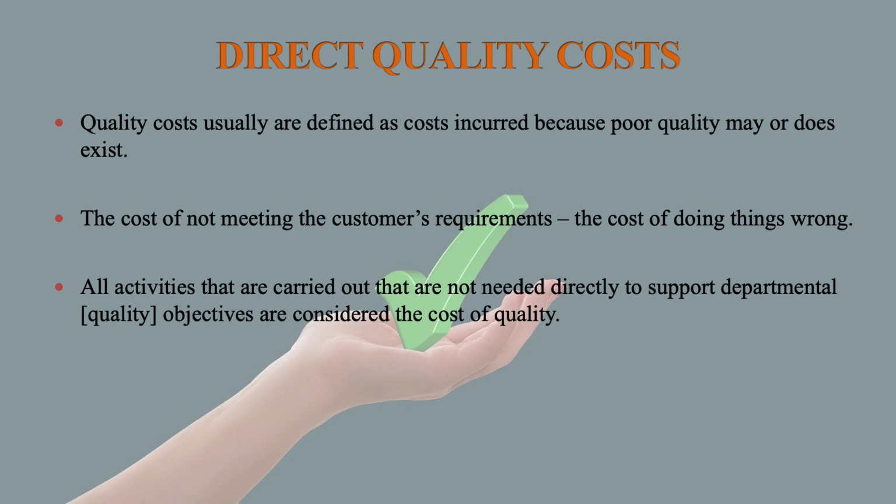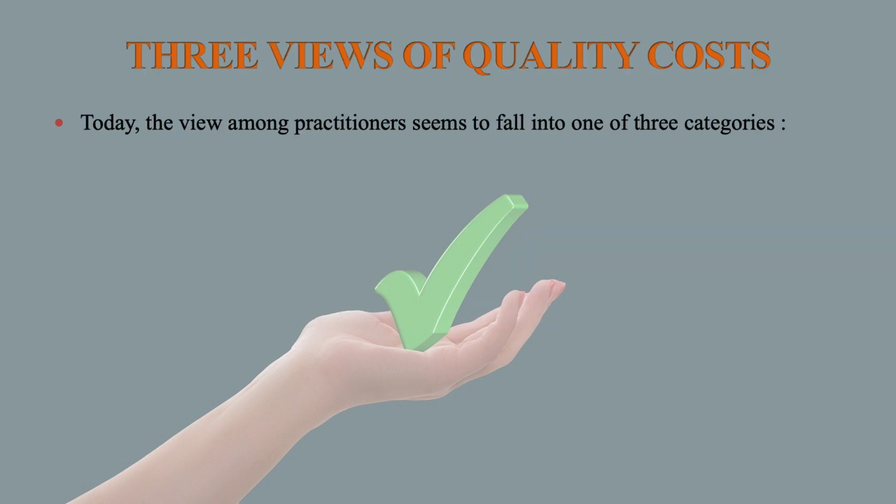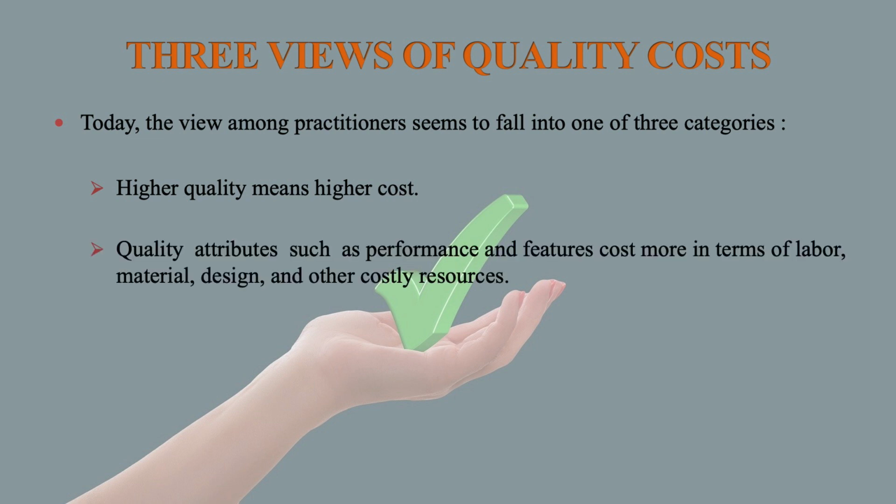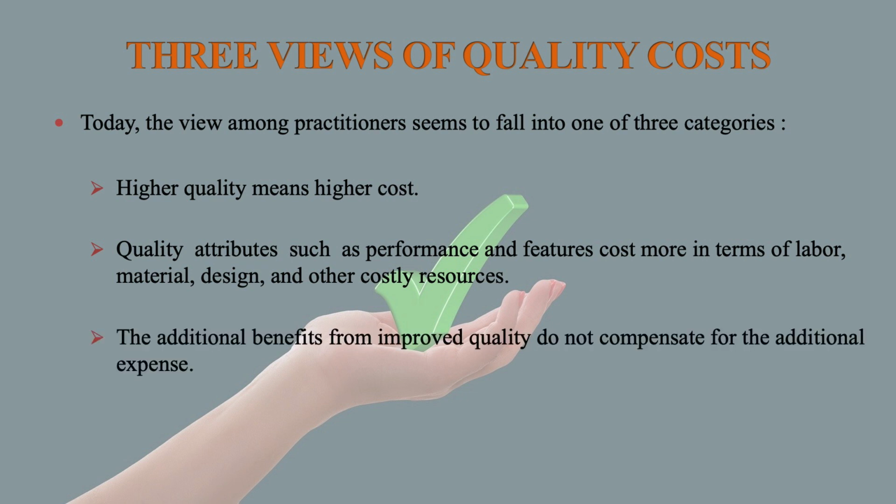Today, the three views of quality cost. Today, the view among practitioners seems to fall into one of three categories. Higher quality means higher cost. Quality attributes such as performance and features cost more in terms of labor, material, design and other costly resources. The additional benefits from improved quality do not compensate for the additional expenses.